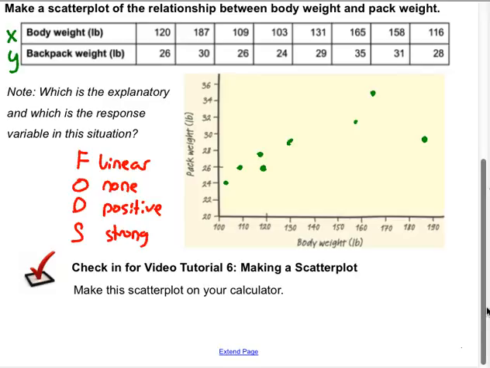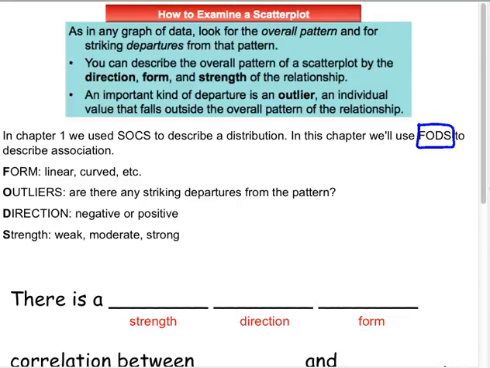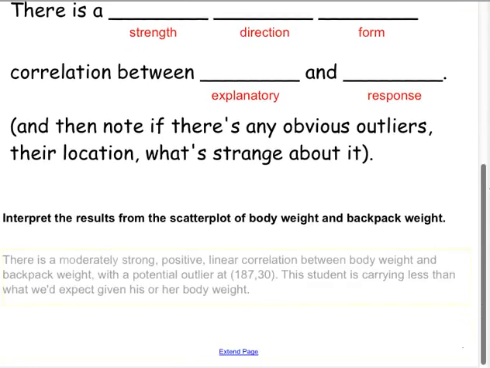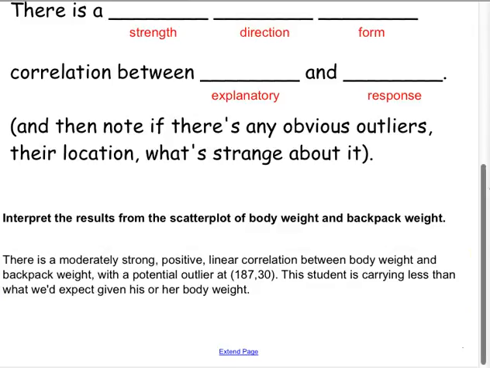Just like when we did SOCS, we have our scratch work, but whenever you're actually describing it, that's why I gave you that sentence, because I want you to be able to communicate everything in words. So there's a moderately strong positive linear correlation between body weight and backpack weight, with a potential outlier. I did note a potential outlier as something that might deviate a little bit, at 187, 30. The student is carrying less than what we'd expect given his or her body weight.